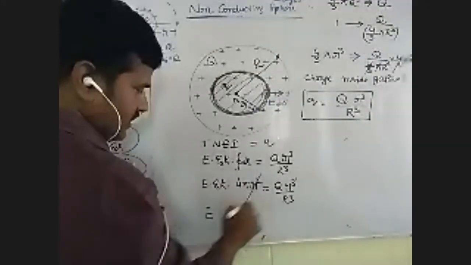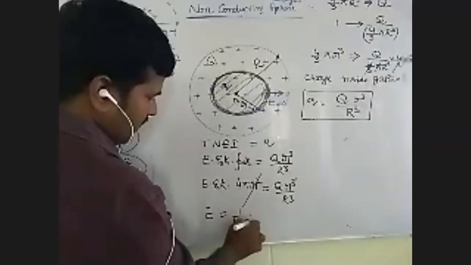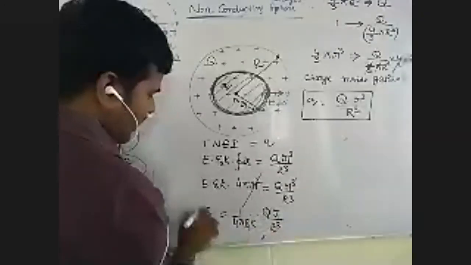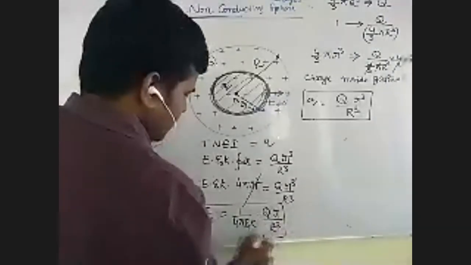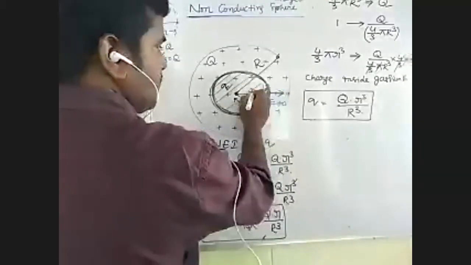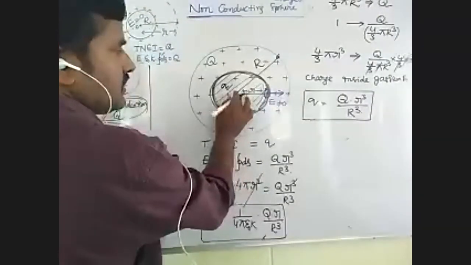This time it changes this side: 1 upon 4 pi epsilon naught into Q into small r by R cube. Inside, the intensity is not zero. This is the inside intensity. At a smaller distance, we want the intensity.